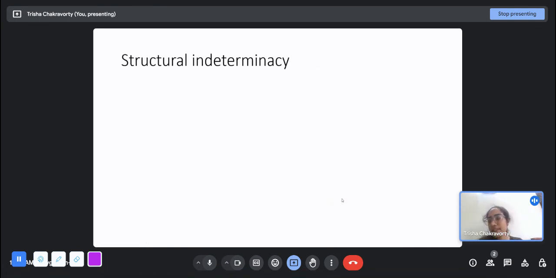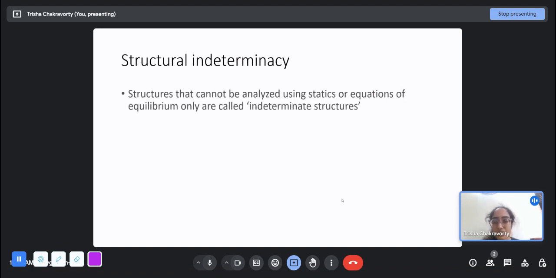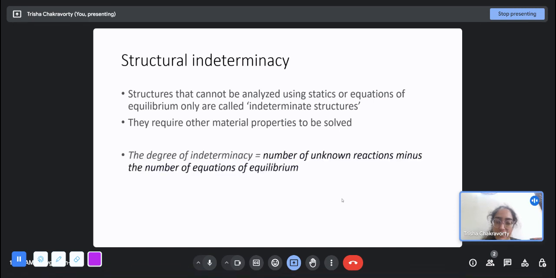Now phase one and phase two are basically broadly divided into analysis of determinate and indeterminate structures. That brings the question, what is structural indeterminacy? And this is what it is. Structures that cannot be analyzed using statics or equations of equilibrium only are called indeterminate structures. They require other material properties to be solved, and the degree of indeterminacy is the number of unknown reactions minus the number of equations of equilibrium.